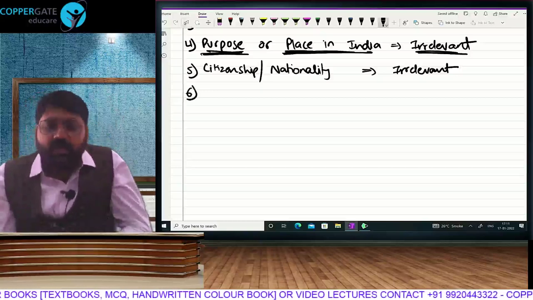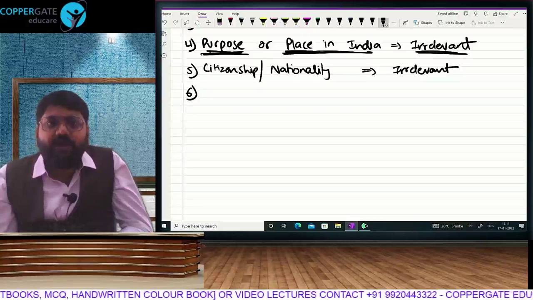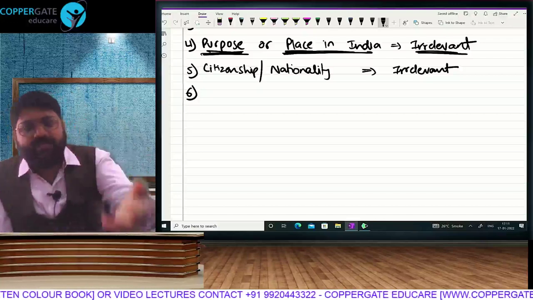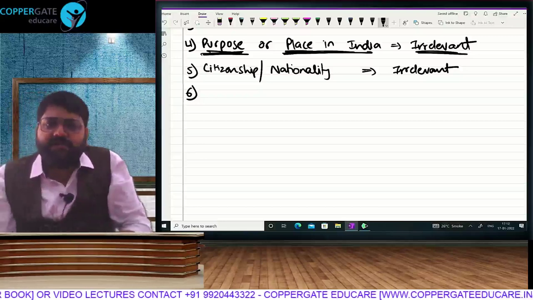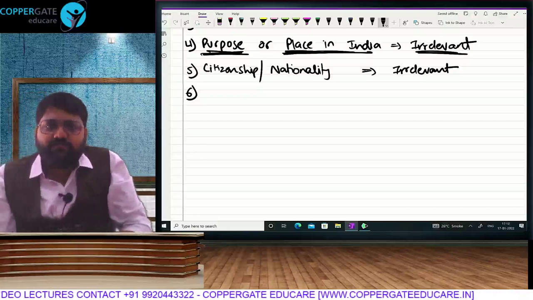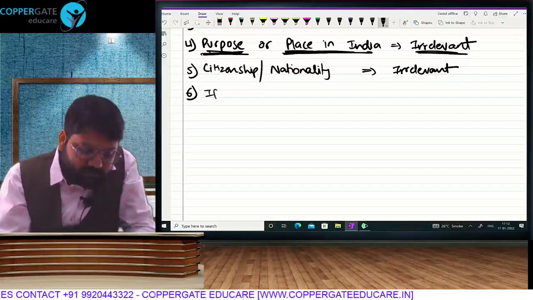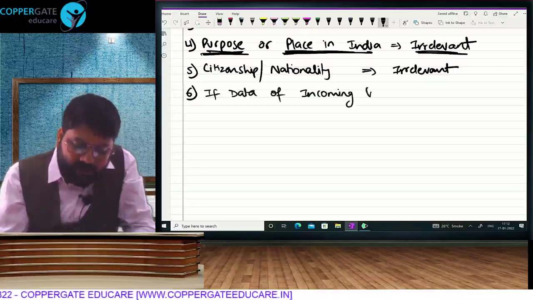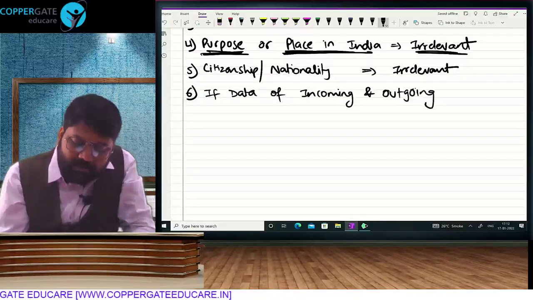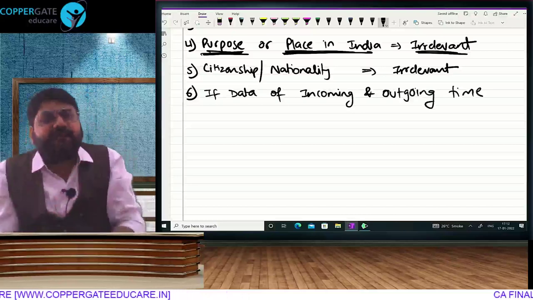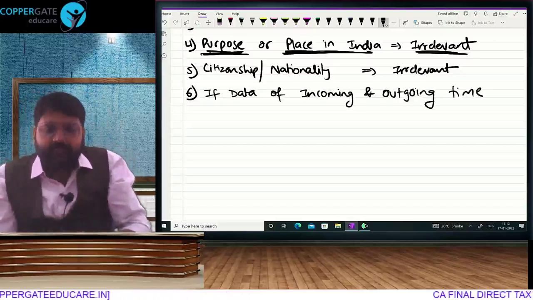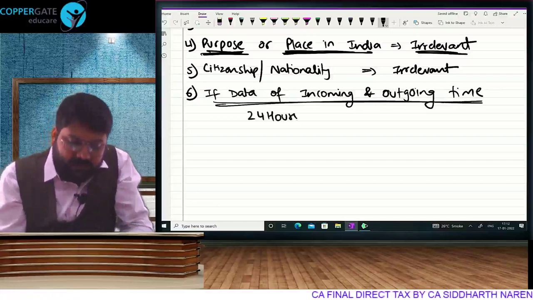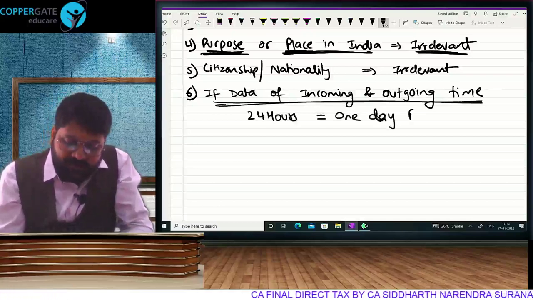Next point to be noted. Do you know there are some people who are frequent travelers again and again? You know, 1st April they go out of Mumbai, 10th April they come back, 12th they go, 20th they come back, then they stay for 1 month, then they again go, they come back. Continuous travelers? Yes, sir. So we are giving you an option. If you are able to maintain data of incoming and outgoing time, at what time you left India and at what time you entered India, in that case 24 hours will be treated as 1 day physical presence.